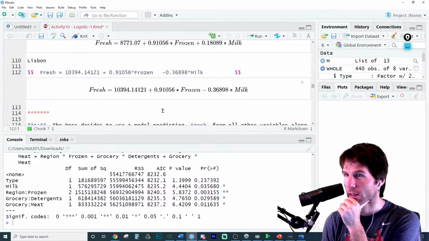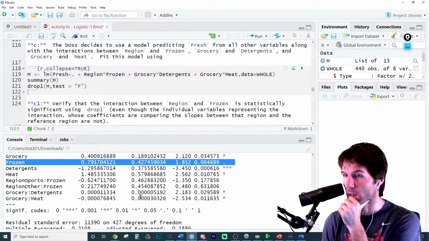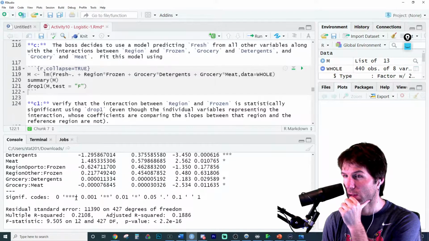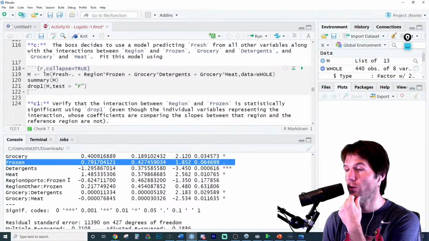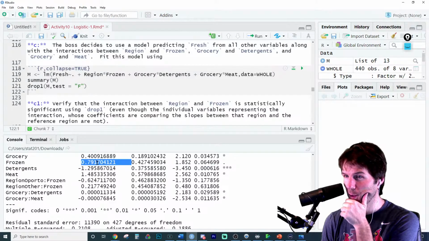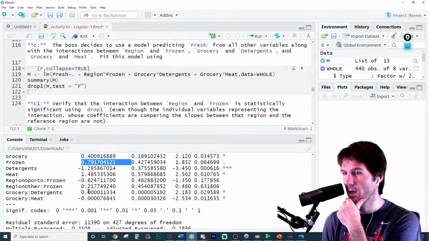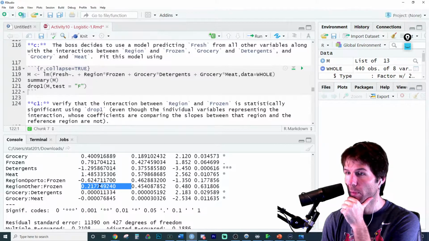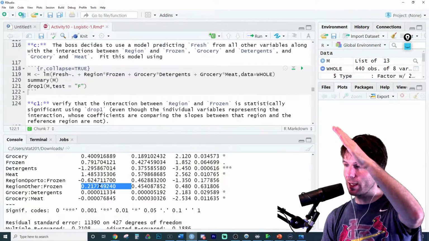Fresh and frozen, okay. And we have an interaction on that? I guess we do. Where's our fresh frozen interaction? Oh, okay, here's the frozen. So the original coefficient of frozen is 0.79. But if we're in region other, it is higher by this amount. So region other is going to have the highest slope.